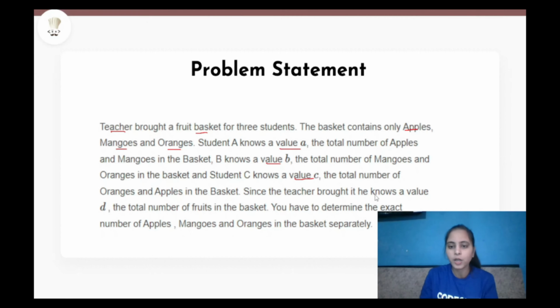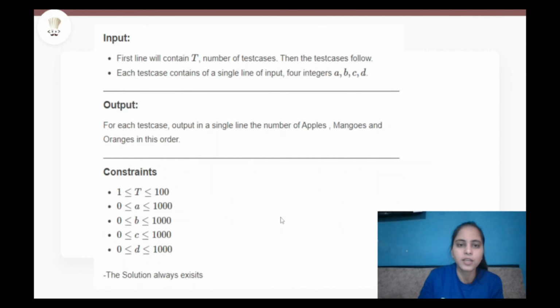Now since the teacher brought it, he also knows a value D. And the value D is the total number of fruits he has in the basket, that is the total number of apples, oranges and mangoes in the basket. Now you have to determine the exact number of apples, mangoes and oranges in the basket separately. So now let's see how we can solve this problem.